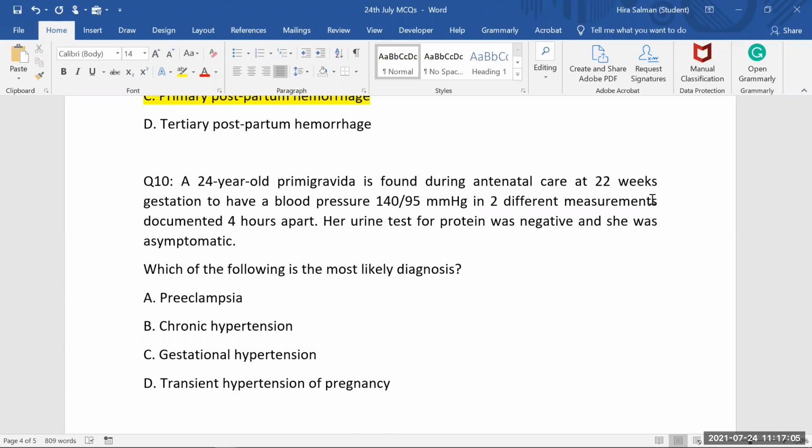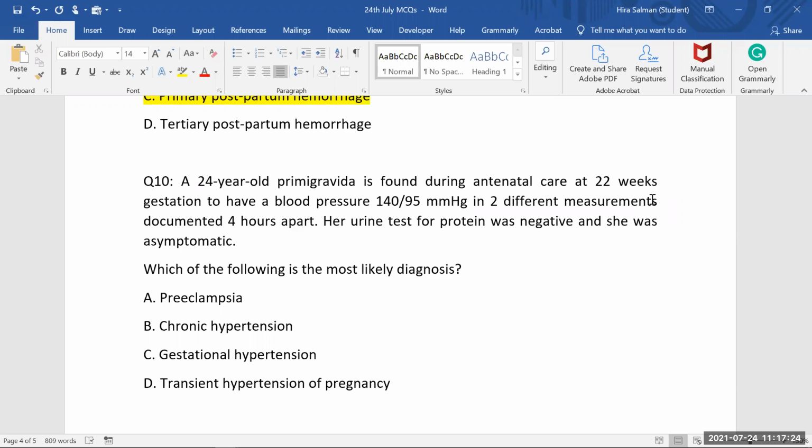So 140 by 95, increased blood pressure 4 hours apart. Her urine test for protein was negative and she was asymptomatic. So it's okay, protein is negative, symptoms are not there. Which of the following is the most likely diagnosis? But she has increased blood pressure after 20 weeks, so what should be your diagnosis?